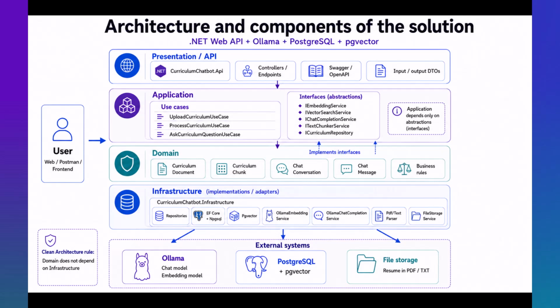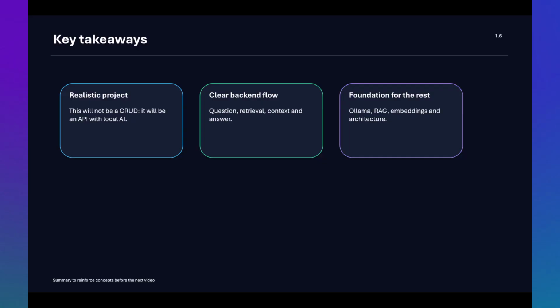The application layer defines interfaces and use cases. The infrastructure layer implements those interfaces using real technologies. This means that in the future, we could replace Ollama with another AI provider or PostgreSQL with another storage system without changing the core business logic. That is one of the main benefits of combining DDD and Clean Architecture.